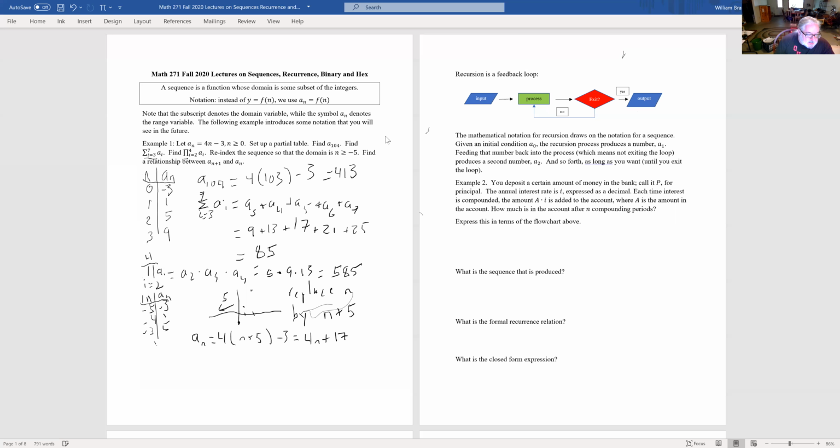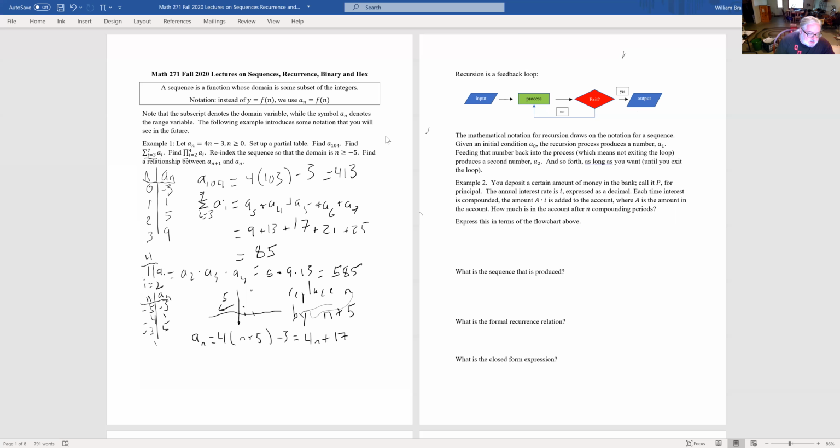And we notice if we take minus 5, you get minus 20 plus 17, that's minus 3. If you take minus 4, you get minus 16 plus 17, that's 1. If you take minus 3, you get minus 12 plus 17, that's 5. So this formula gives you the correct outputs, but starting at n equals minus 5 instead of n equals 0.